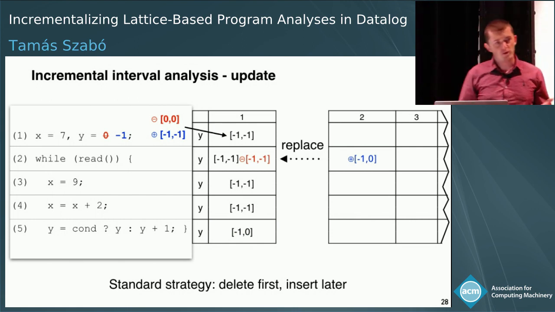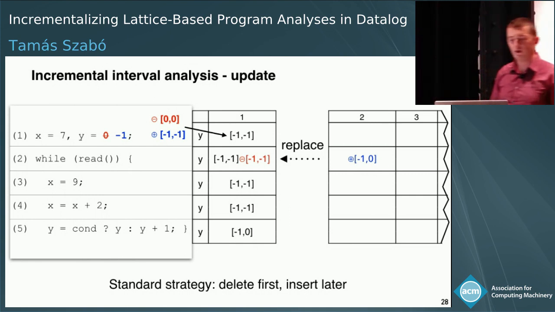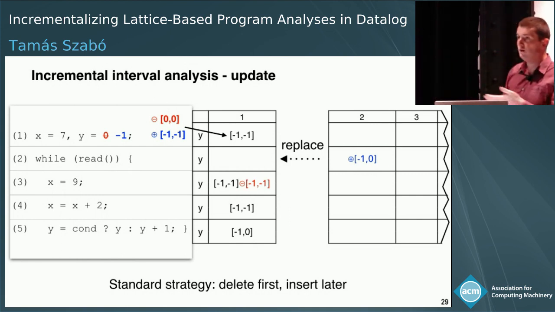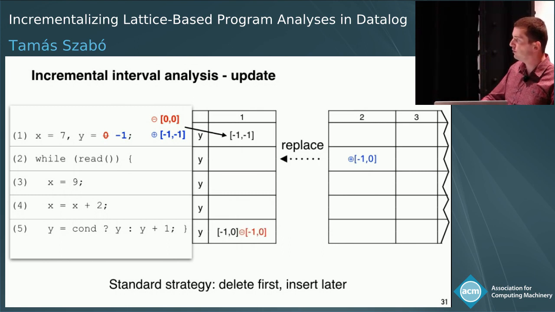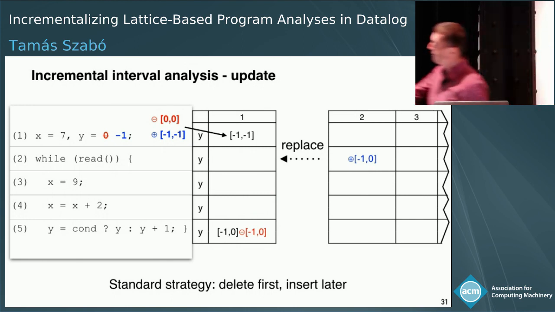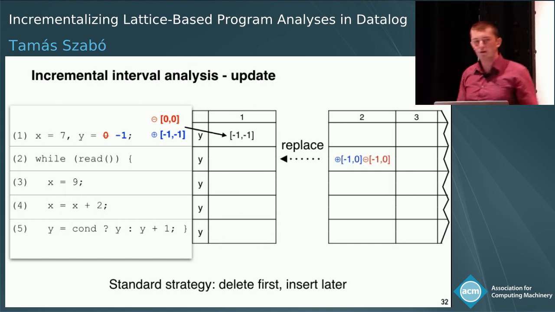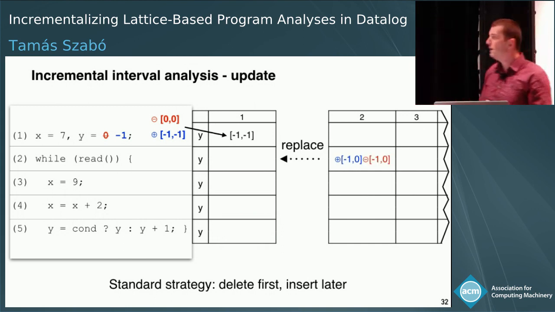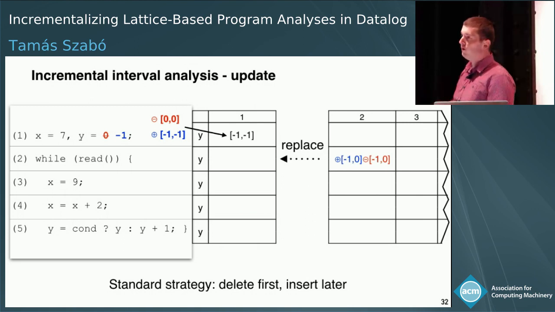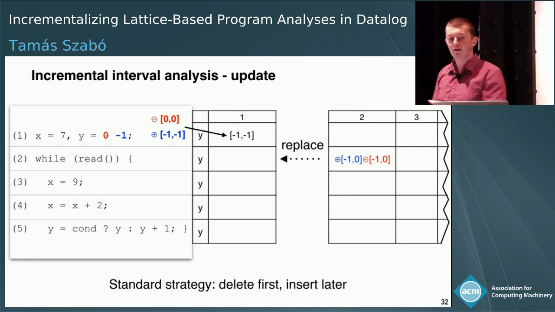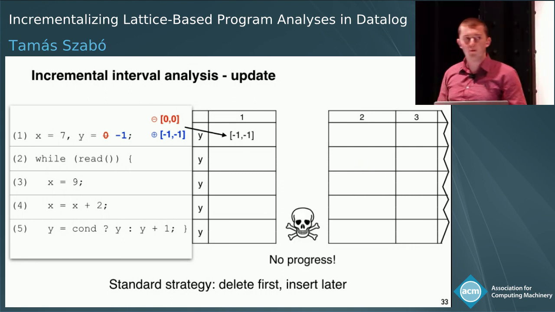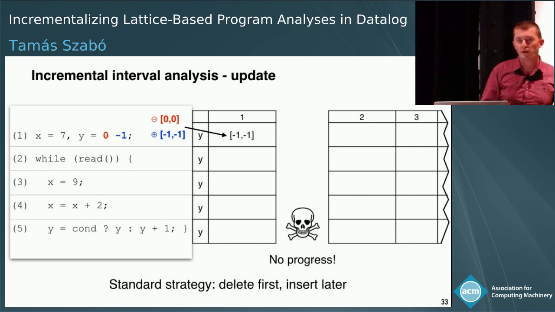Now, according to our strategy, we need to delete first and insert later. So we start propagating the deletion, right? Step by step, we are invalidating the values in the cells. Here, again, we need to consider the ternary expression. So then we also invalidate this value here in this cell. And then from here, the deletion gets propagated back, right? We had a value here that we wanted to insert, but now that value got invalidated, right? So there is a problem here. The analysis is not making progress.